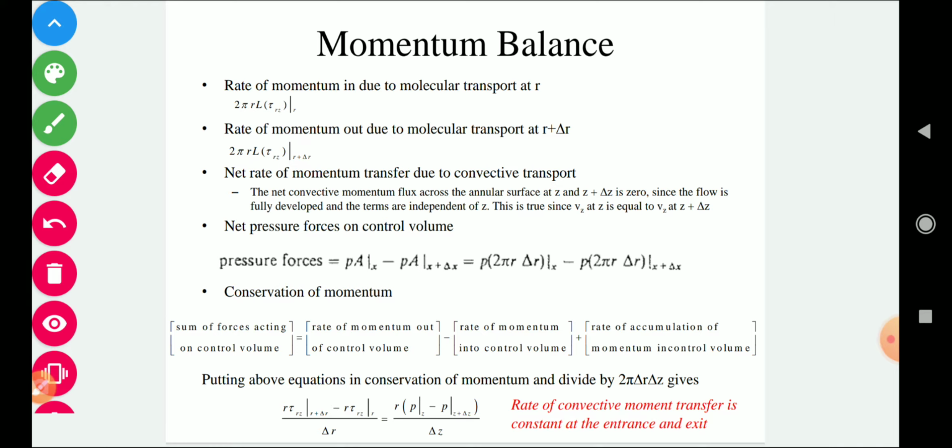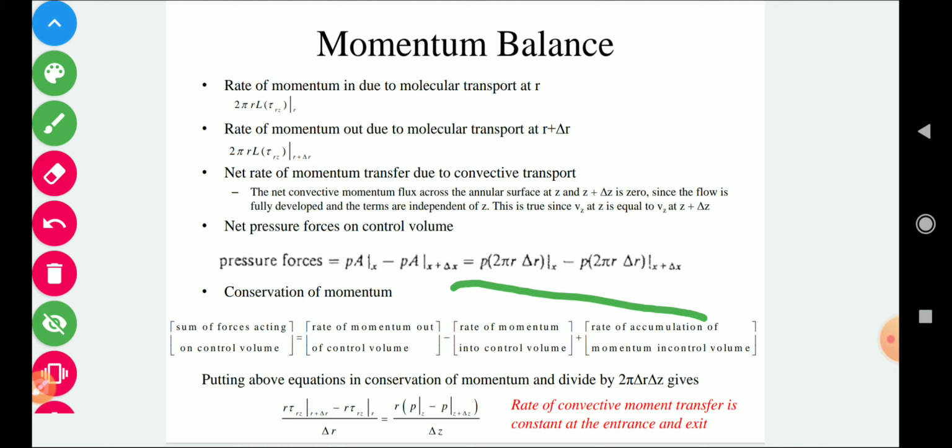Also there is a net pressure force acting on the controlled volume. So for the net pressure force, if P_A at location X is the pressure at the entrance point, and P_A at X plus delta X is the pressure force at the exit of the controlled volume, then the net pressure force will be equal to the pressure force at the entrance minus the pressure force at the exit. So this will give the net pressure force on the controlled volume.